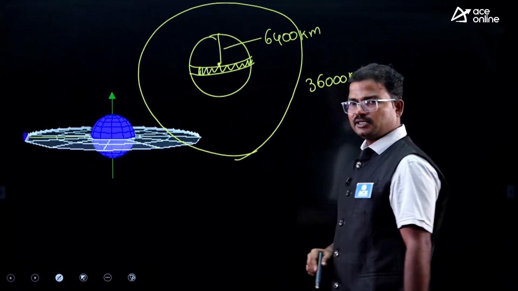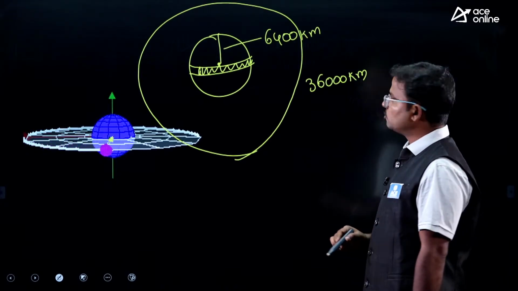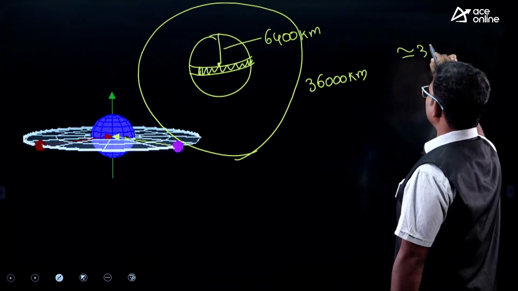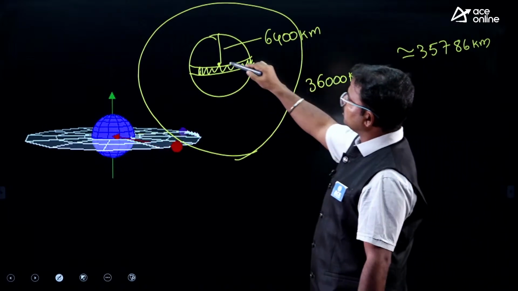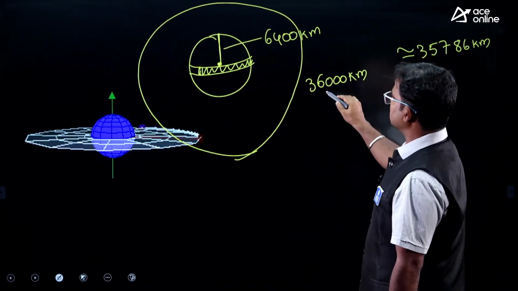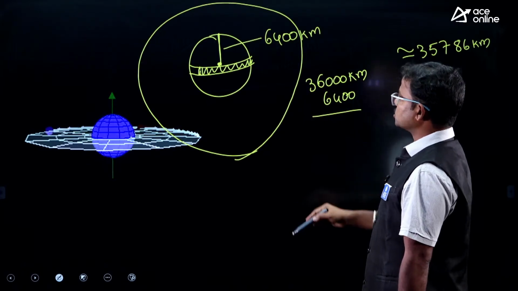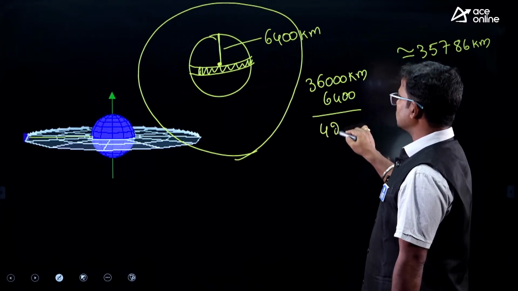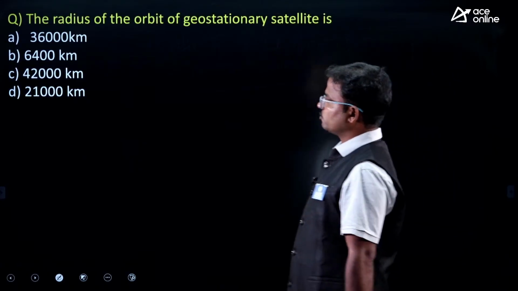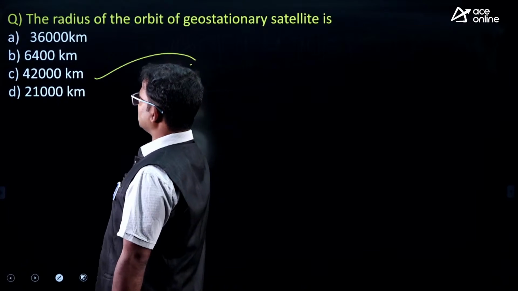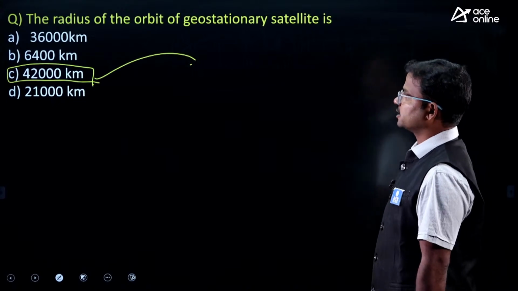Okay, from the equator, mostly these types of satellites are placed at an altitude of 36,000 kilometers. The exact value is 35,786 kilometers. Next, the radius of the earth is around 6,400 kilometers. So finally, from the center of the earth, geostationary satellites are placed at 42,400 kilometers. So that's why guys, here the correct answer is option C, 42,000 kilometers. Option C is the correct answer.